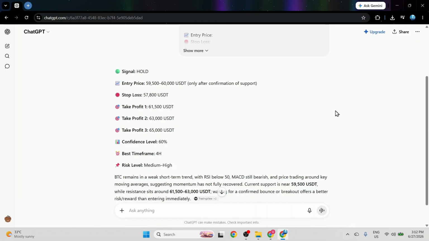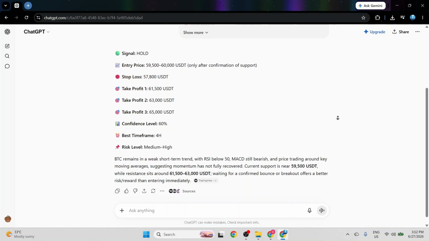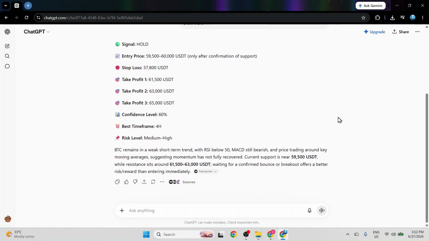in real time. We can watch it fill out each custom indicator one by one, giving us a highly organized financial breakdown. It advises a hold signal for Bitcoin, establishes a specific entry price range, sets a protective stop loss, and maps out 3 progressive take profit levels for scaling out of the trade. It also calculates a dynamic confidence level, recommends a specific 4-hour time frame, and labels the current risk as medium-high.